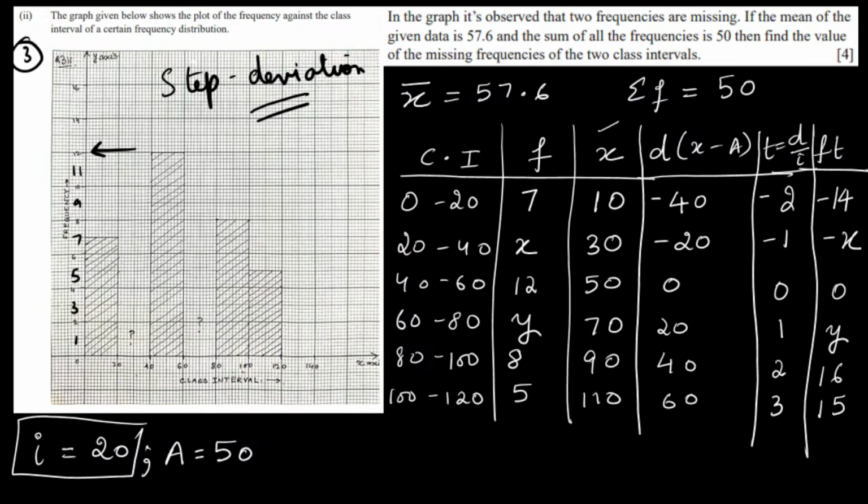Here the method is not mentioned, so you can do it by the direct method also, or by the shortcut method also. It depends. Now T I have found. T is deviation divided by class size. Then ft I have found.